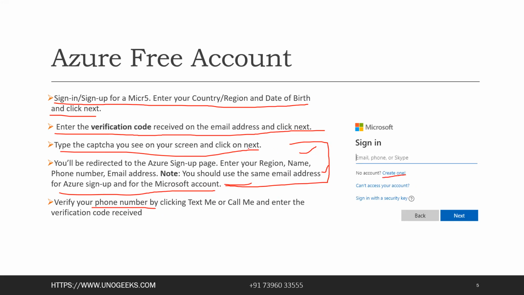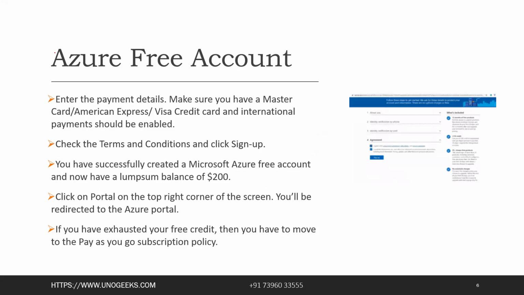Okay. So this is about creating an Azure account. Once this account is done, it will ask for the credit card information. For the first time, once you enter your credit card details, it will deduct 1 rupee. Again, that 1 rupee will be credited to your account. Okay. Because for the credit card authentication purpose, they will deduct 1 rupee from your account and then they will deposit it back.